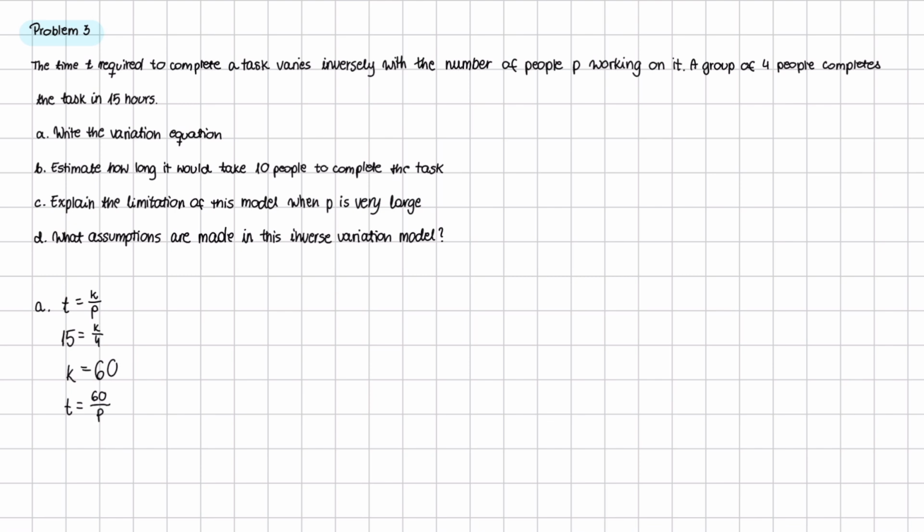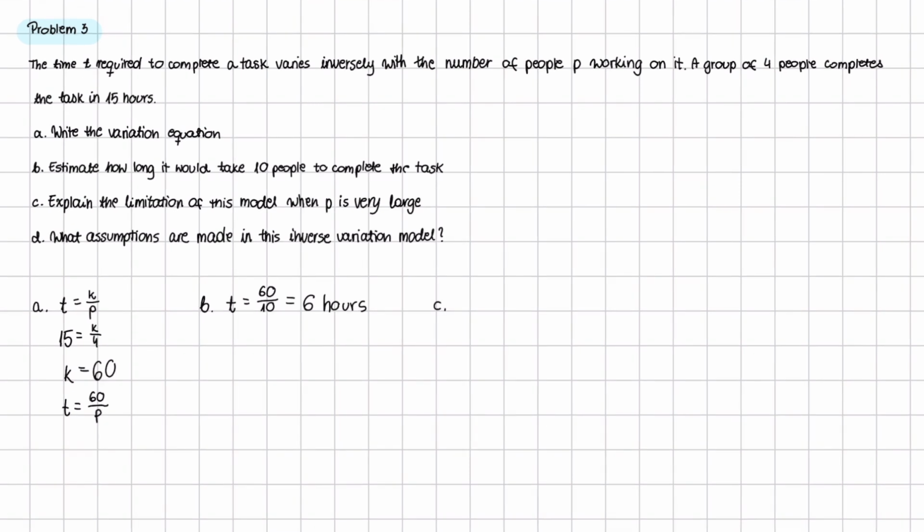And that's our equation. In B, we have to estimate how long it would take 10 people to complete the task. So we just simply need to substitute 10 into P, so our number of people. So T equals 60 over 10. So this is 6 hours.